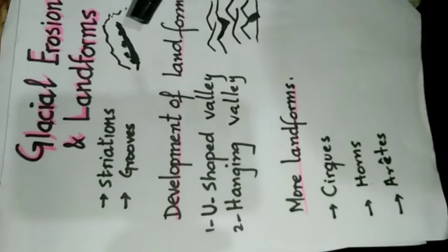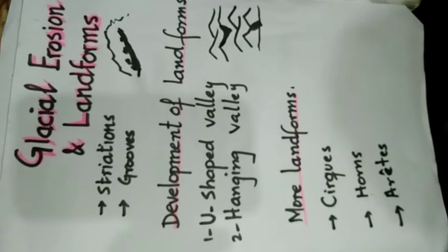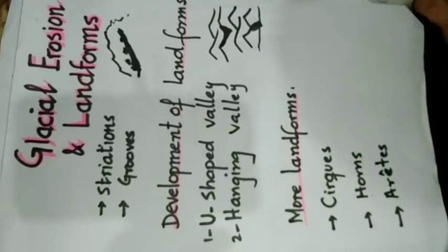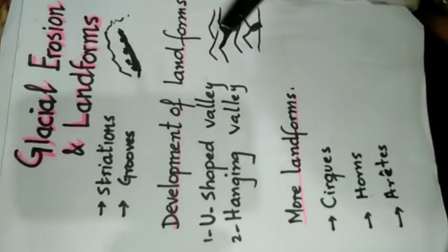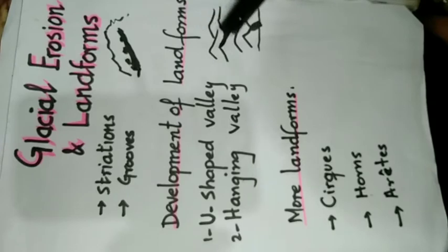Now two types of landforms are also formed. One is the U-shaped valley and another is the hanging valley. A U-shaped valley is created when a glacier moves down the slope of a mountain through a valley, and it forms a valley which is U-shaped. You can see this U-shaped valley.